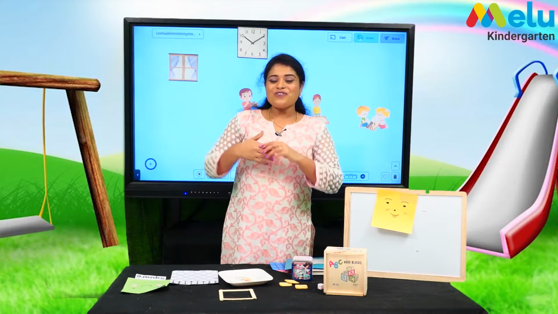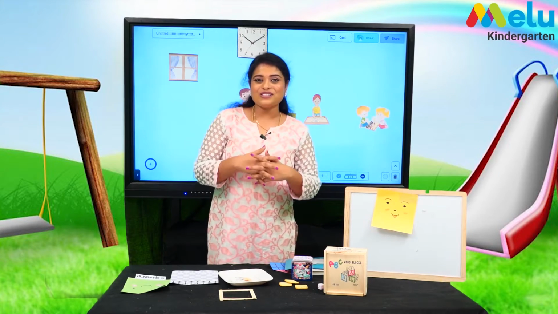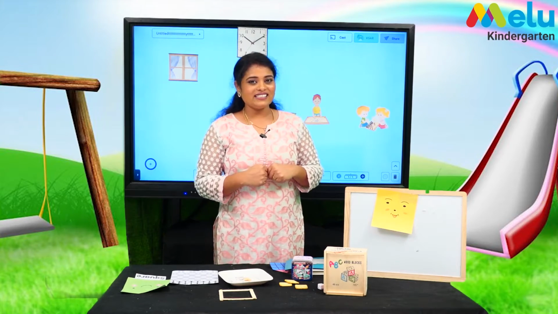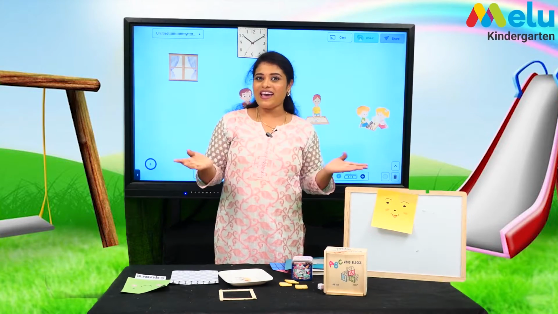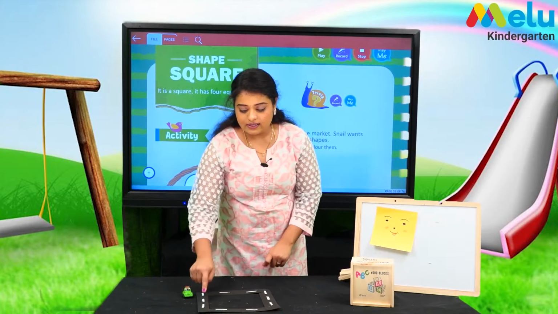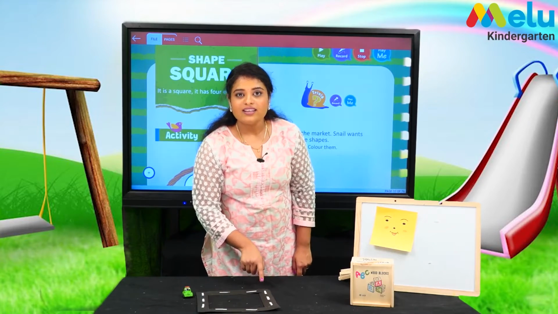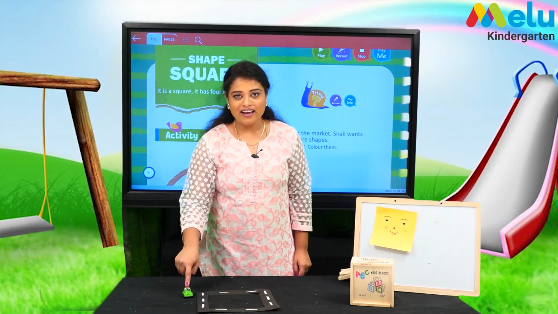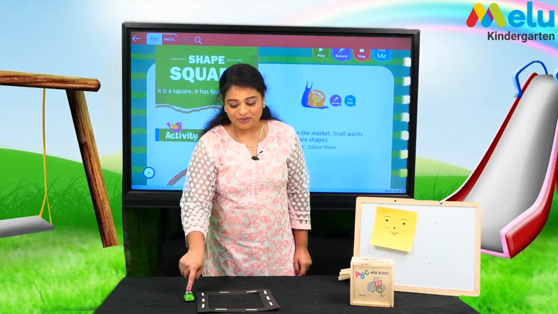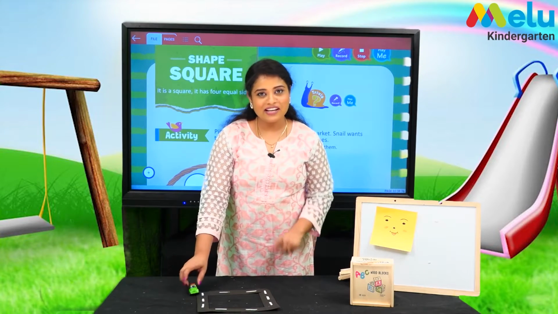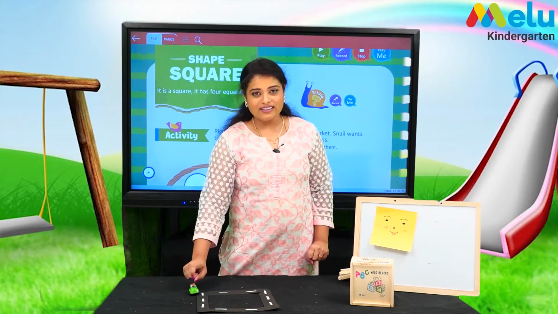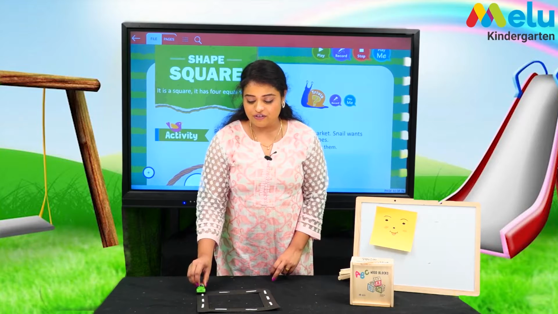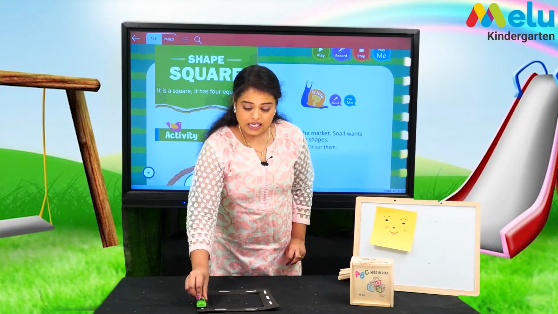Hey! So, we have learned to sing a song on square. Yes, children? So, let's practice tracing the shape square. So, children, this is a square. And here I have a toy car for you. So, we will trace the shape square using the toy car. Let's start. So, we'll start from here.